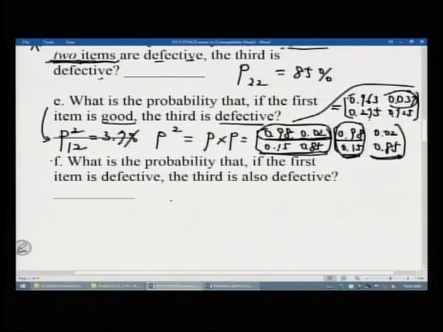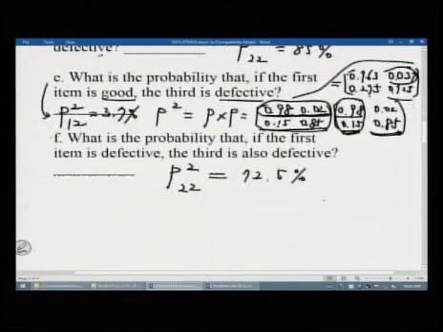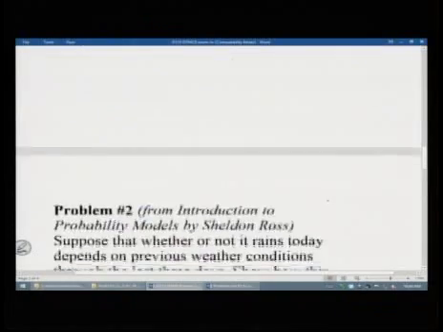Okay, how about the last question? What is the probability that if the first item is defective, the third is also defective? Again, we do need the P-square matrix, right? And then this time, starting from state 2, and you end up with state number 2, which is 72.5%, right? Any questions? It's very easy, right? Okay.